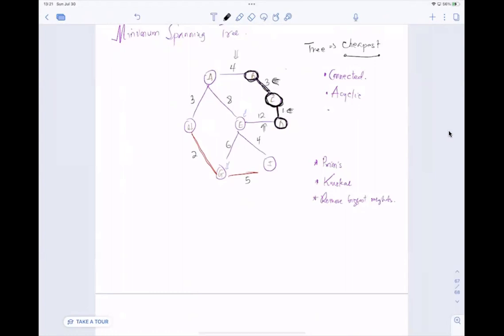So here we have 4 here, and then 2, we have 12 here. Choose the cheapest one. So far it doesn't form a cycle. Here we choose 4. You choose the 4 here. And then we circle node A. Then what do we do again?